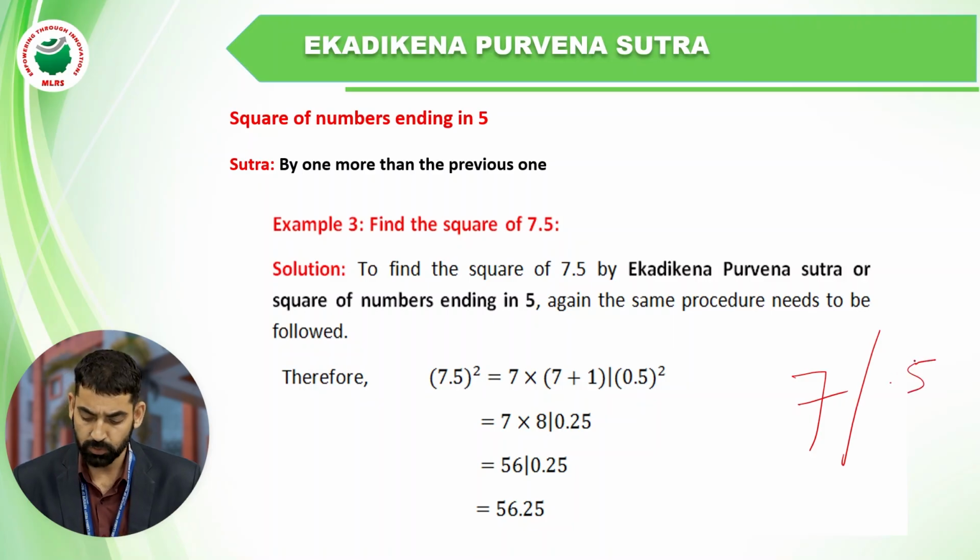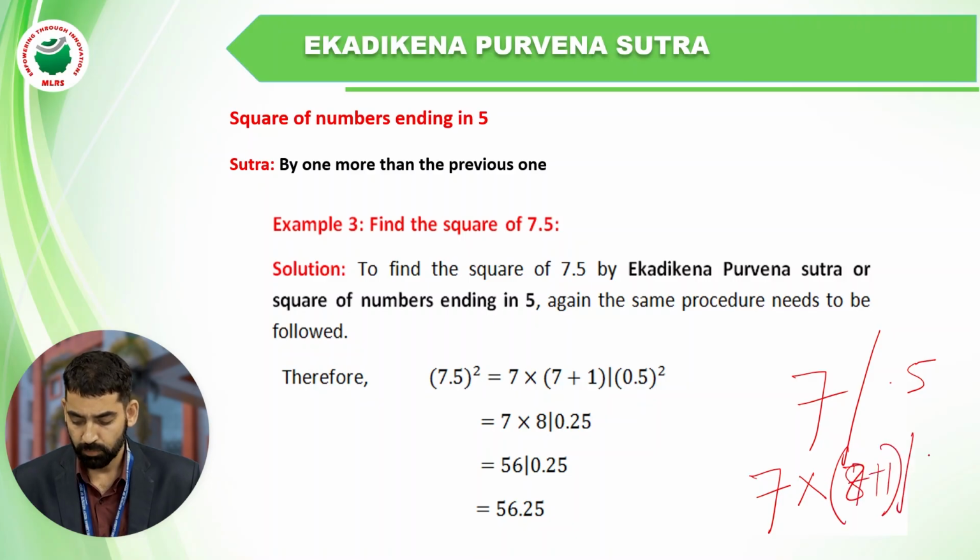Now use Ikadikena Sutra again. The number is 7, then we have to multiply it by the number immediately following it. We can write 8, or 7 plus 1 in this case. Then we have 0.5, and on the right hand side we have to take the square of that number. That is, 7 into 8 is 56, and 0.5 square is 0.25.